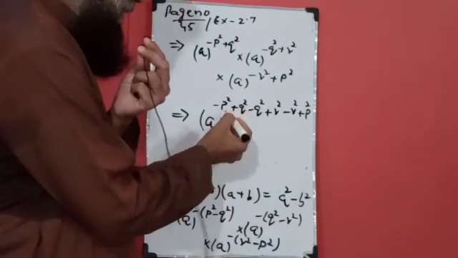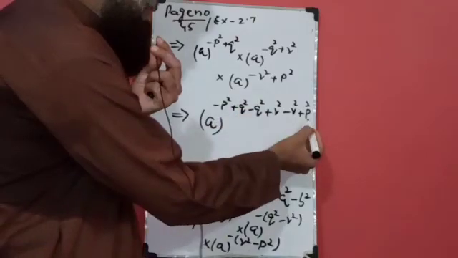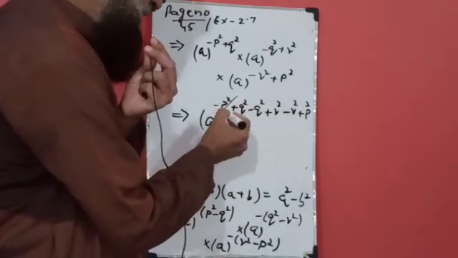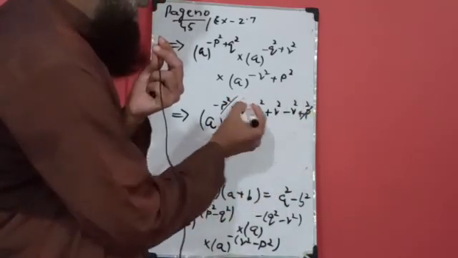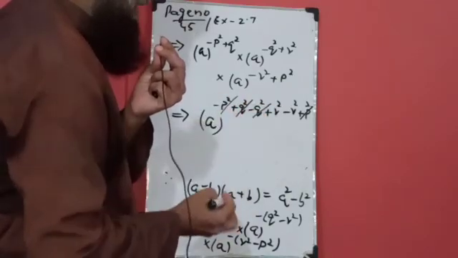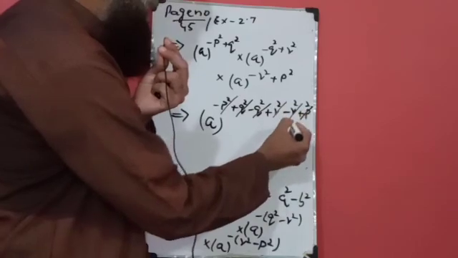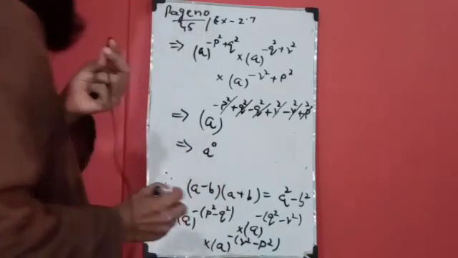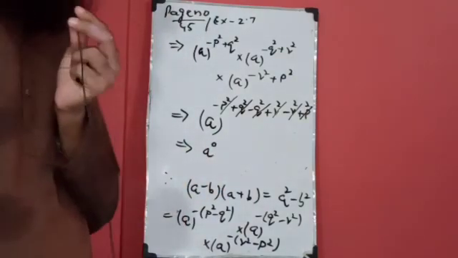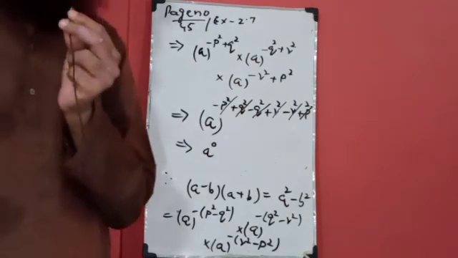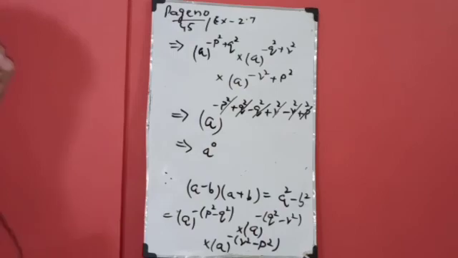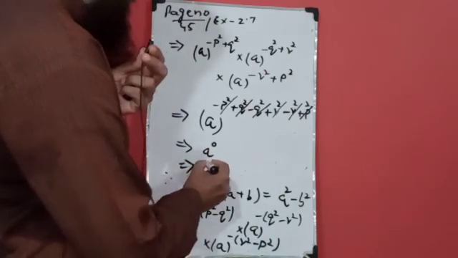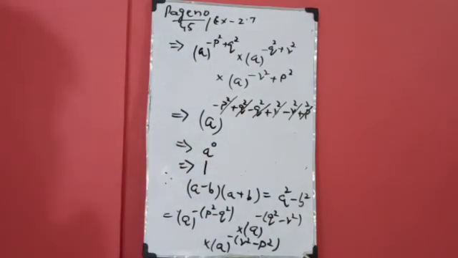Now in the next step, minus p square and the last term is plus p square. Both are equal but have the opposite sign, so they cancel each other. Similarly, the plus q square minus q square as well as plus r square minus r square. That means it comes as a raised to power 0. As we remember always, any variable or any number which contains exponent 0 is always equal to 1. So the answer comes as 1.